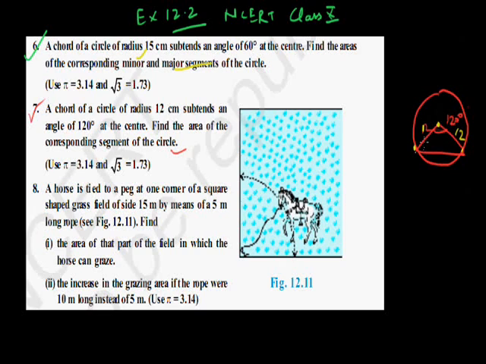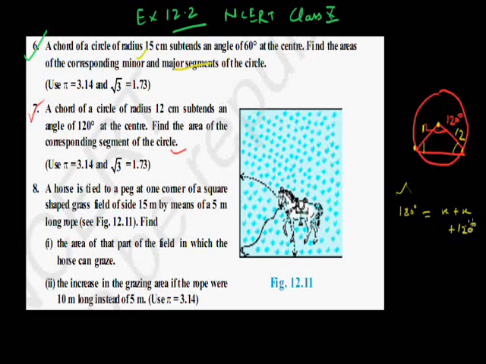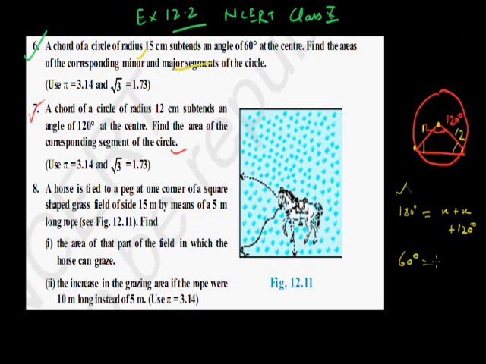Now since it is an isosceles triangle, let's call each equal angle x. The sum of the angles of a triangle is 180 degrees, we know that, so 180 equals x plus x plus 120 degrees. Now this is 60 degrees equal to 2x, and x equals 30 degrees. This is 30 degrees and this is 30 degrees. This is 120 degrees, right? Now if you want to calculate the area of the corresponding segment, we should know the area of the triangle here also.